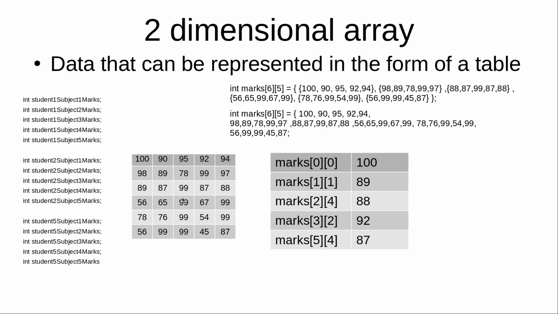And marks 5 of 4: 0, 1, 2, 3, 4, 5 is the row, and the column is 0, 1, 2, 3, 4. So the fifth row and the fourth column, the value is 87. Okay, so if we try to generalize in a two-dimensional array, what do we write first? First we write the data type, and then we give the array name, and after that the row size. We look at the table to see what the row size is, and then we give the column size, and after that we give all these values.